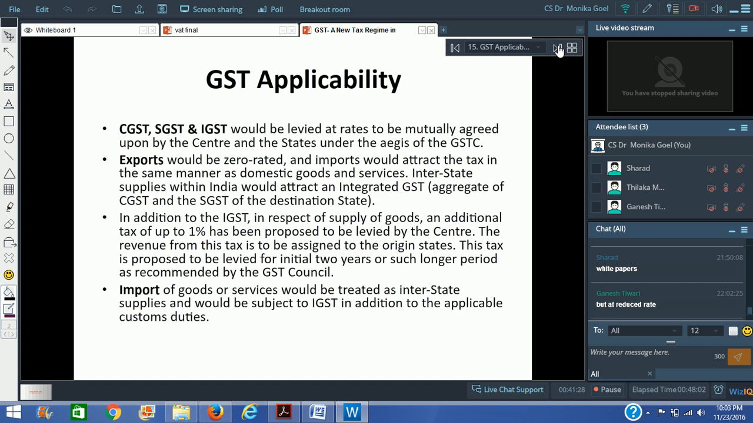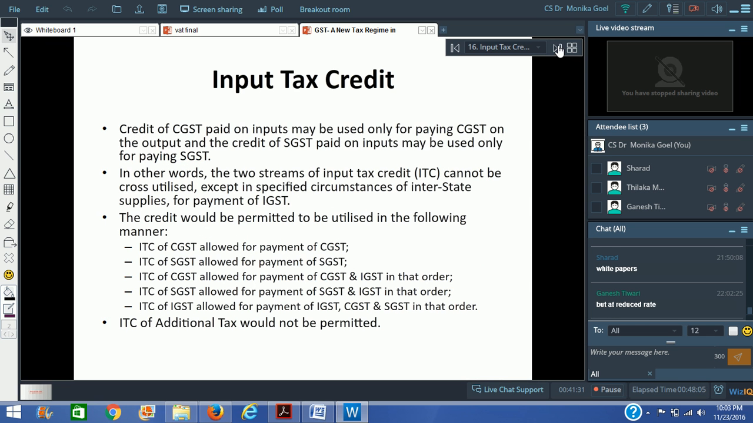Import of goods and services would be treated as an interstate supply and will be subjected to IGST, right? So when you import certain goods, you would be paying the customs duty. Along with that, you would also be paying IGST. Okay, because now there is not going to be any CVD, no countervailing duty will be there. So now that the structure is there, how are we going to talk about the input tax credit? What I'm trying to say is that if it is a sale within the state, then we will levy SGST. If it is a sale in the interstate, then we are going to levy IGST, plus 1%. That's clear.